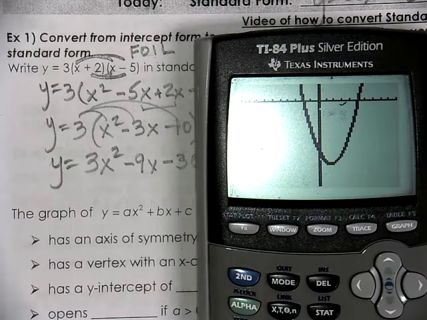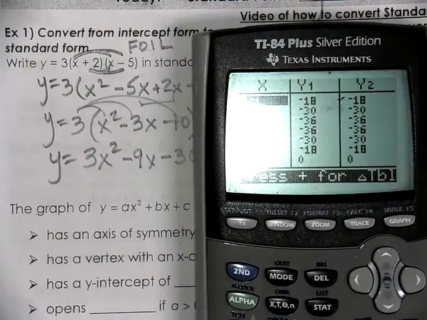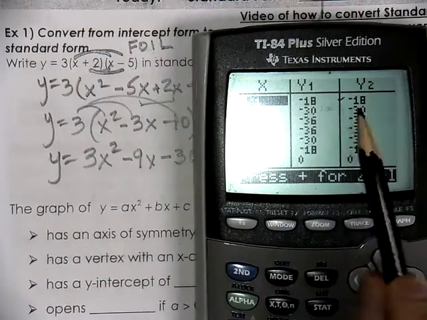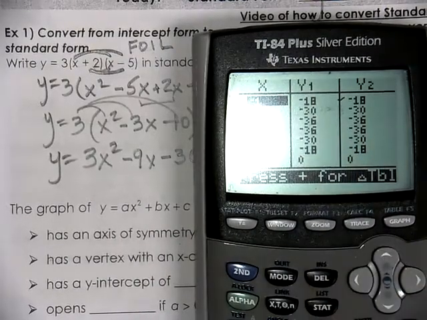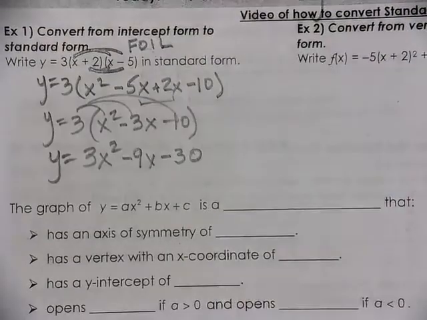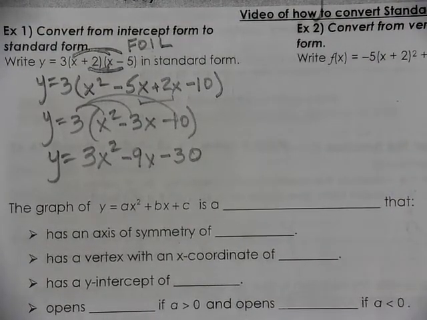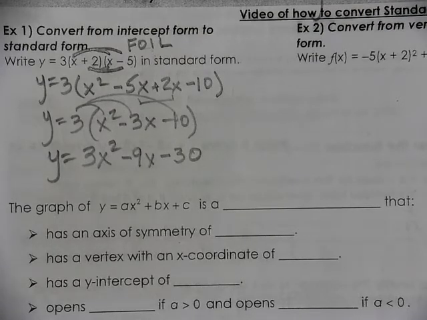It's the same equation. When we look at the table, we'll see that the values are exactly the same. So the table's the same, the graphs are the same, the equations look different. They look different, but they produce the same graph. They would produce the same table.